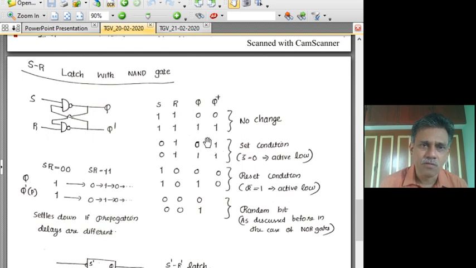This happens for both values of Q. We can see that. So when S equal to 1, if Q were originally, when S equal to 0, R equal to 1 is the case we are looking at. Q is initially 0. So a 0 and then a 1 makes a 0 here and a 1 here.